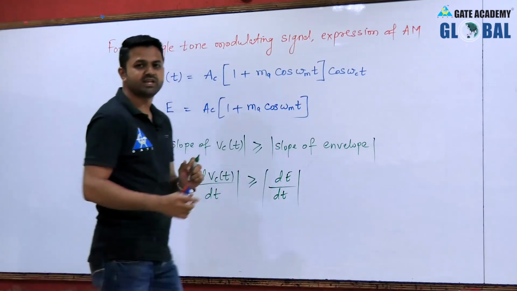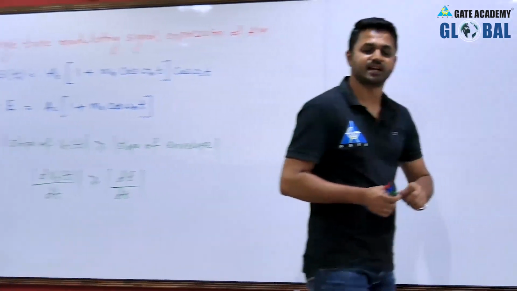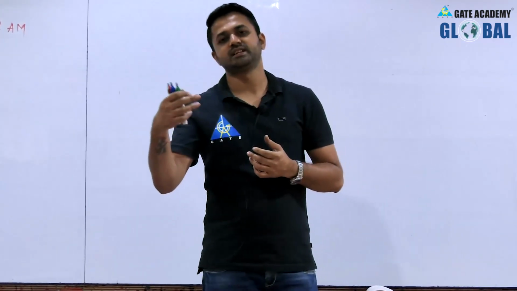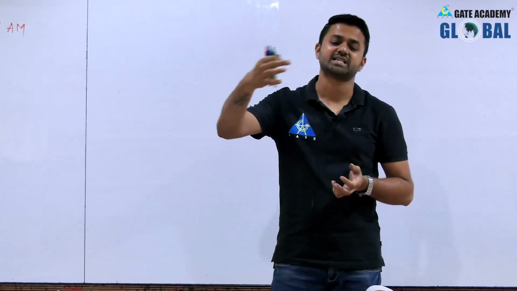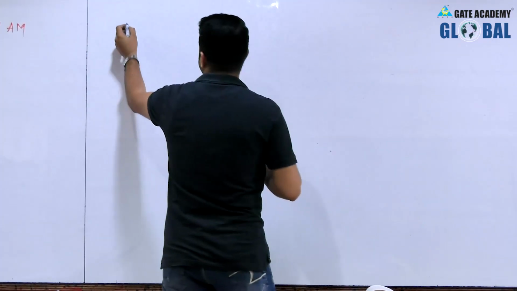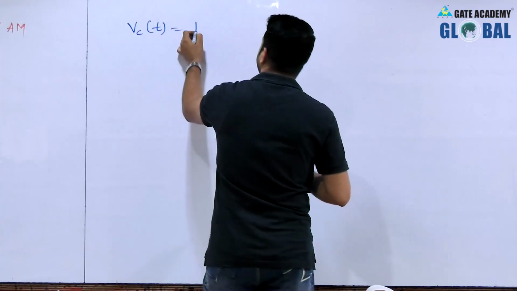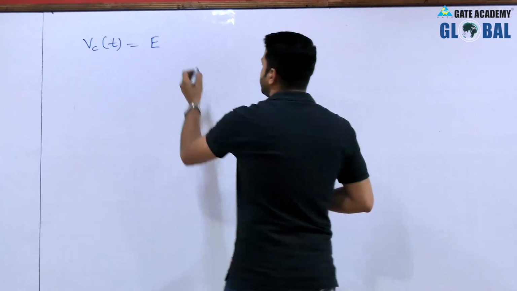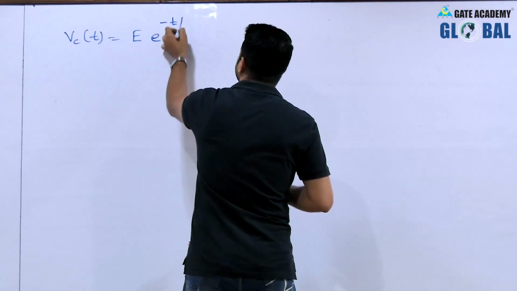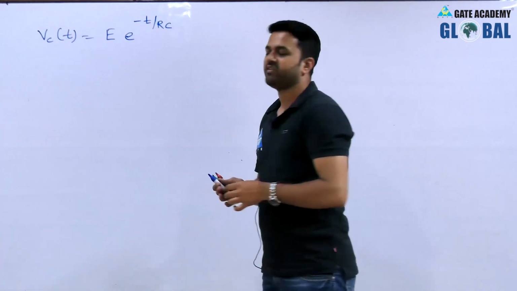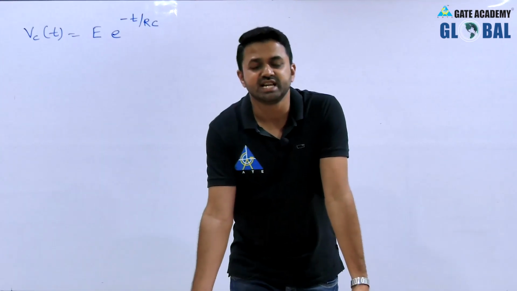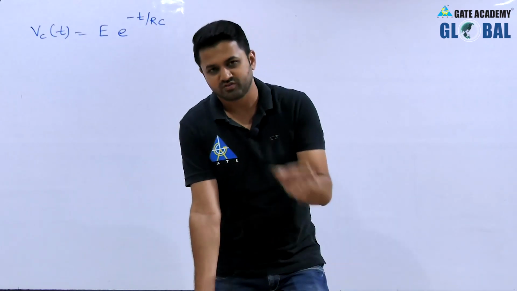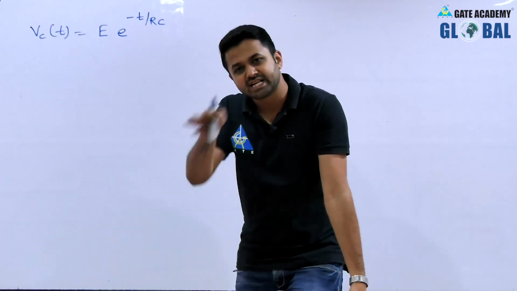So what is the capacitor voltage? Whenever there is an RC circuit, the capacitor voltage is maximum at t equal to 0, and as time increases, the capacitor voltage decreases exponentially. From the network concept, we know the capacitor is charged up to the maximum value, that is the envelope, and then it starts discharging with the time constant RC, so e to the power minus t by RC. So when the capacitor discharges, the waveform is exponentially decaying.